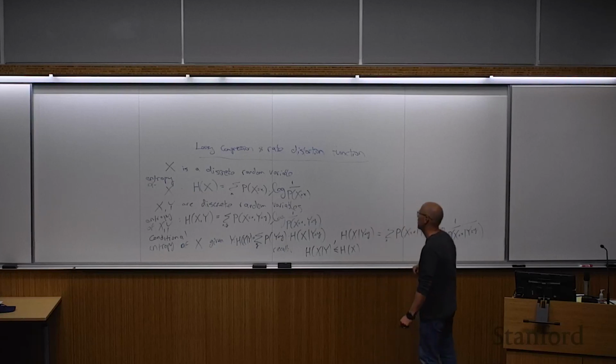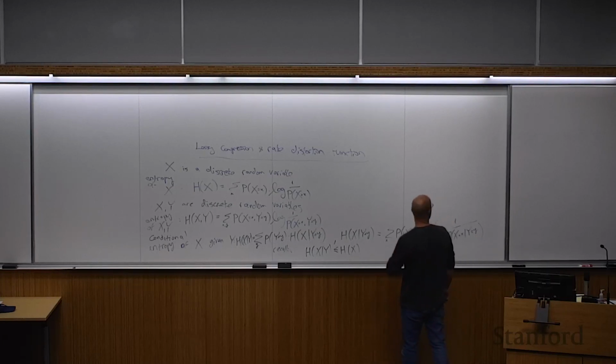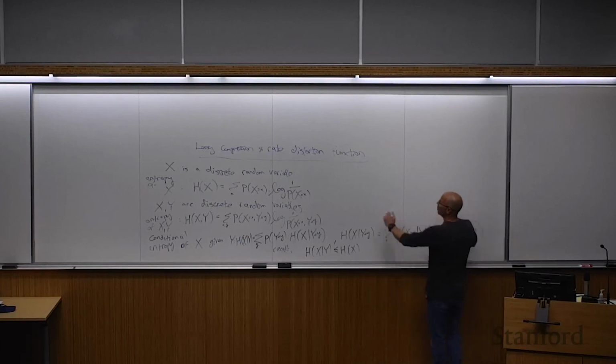And this is enough to present possibly the most important new quantity in today's lecture, which is the mutual information between x and y. Okay, so maybe it'll make sense if I continue here.